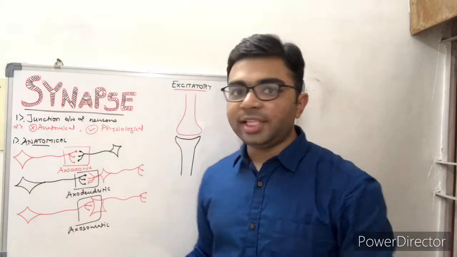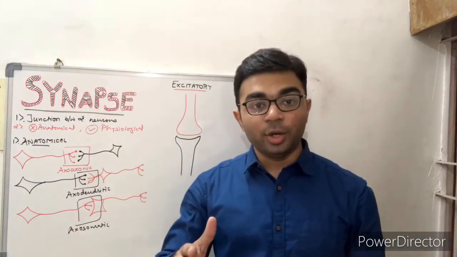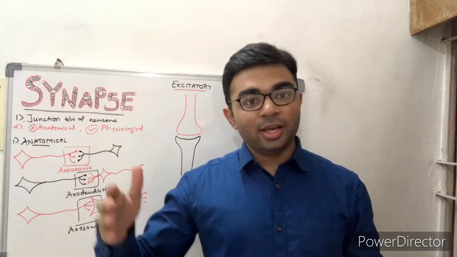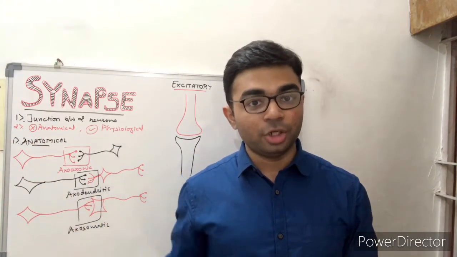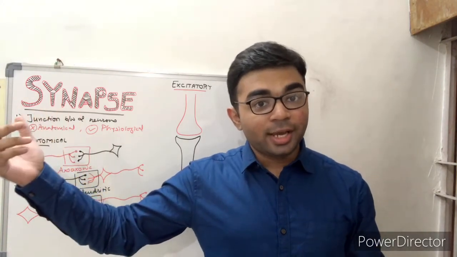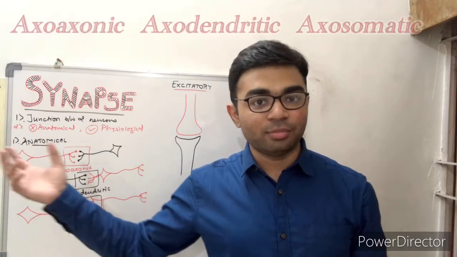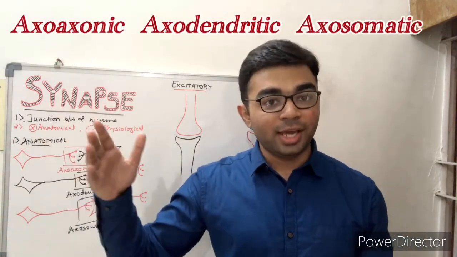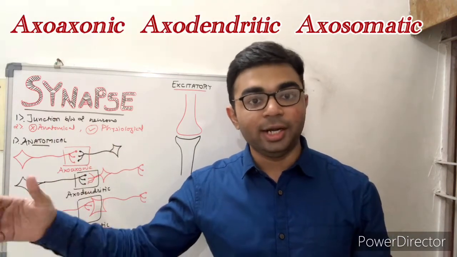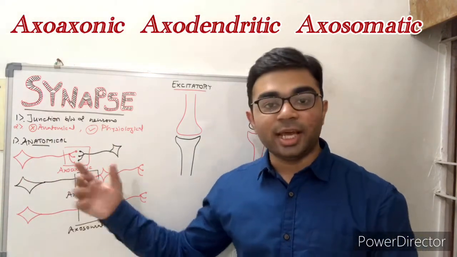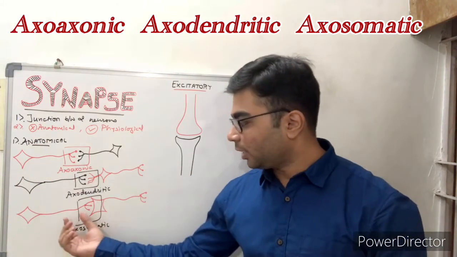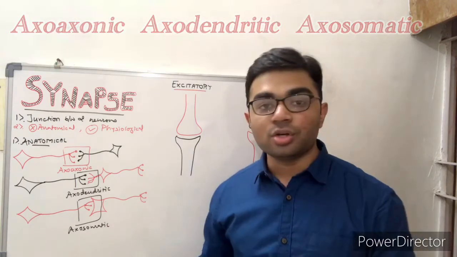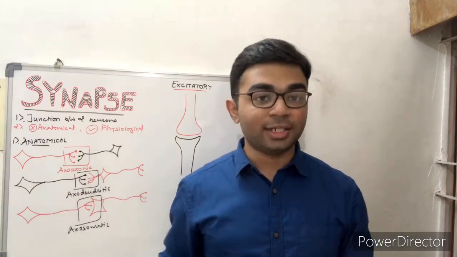So these are the 3 subtypes, and the names are given according to where the axon of neuron number 1 ends on neuron number 2. If it ends over the axon terminals of the other neuron, it is termed exo-axonic, as you can see in diagram number 1. If the axon terminals of neuron number 1 end over the dendrites, it is termed exodendritic. And if the axon terminals end over the soma of neuron number 2, it is termed exosomatic. So this was the anatomical classification.